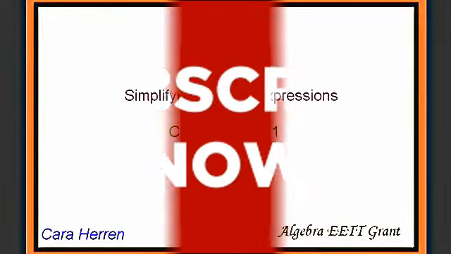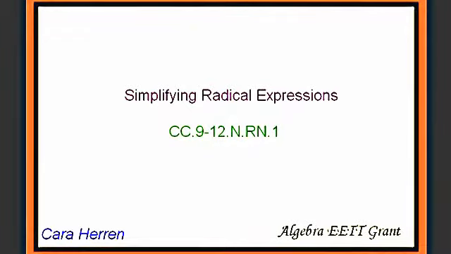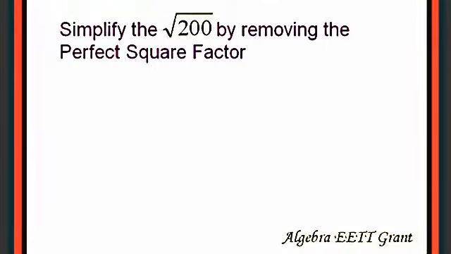Common Core 9th-12th Standard N.RN.1. First, let's look at an example. Let's simplify the square root of 200 by removing the perfect square factor.